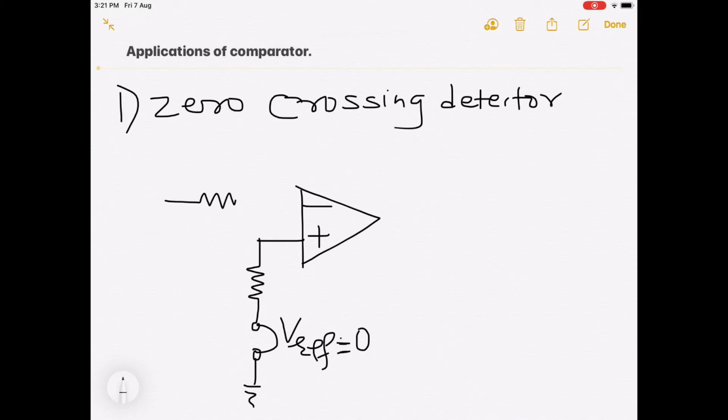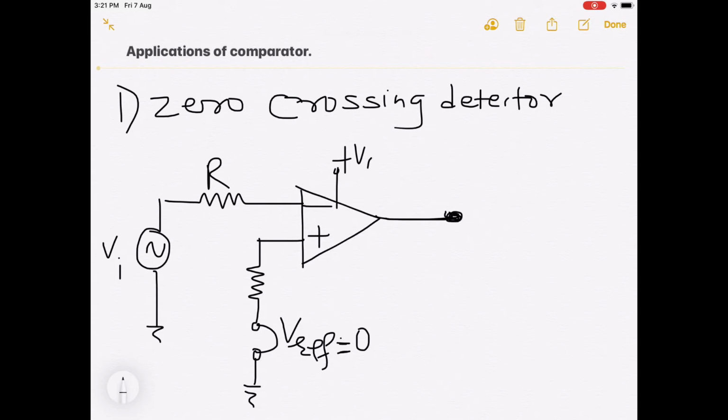And then there is another terminal with R and input signal Vi. Okay, and this is open loop op-amp. As it is the application of comparator, it doesn't work in closed loop, it always works in the open loop form. So here connections are done and this is output VO. Okay. Now comparator connected as a zero crossing detector in this circuit.